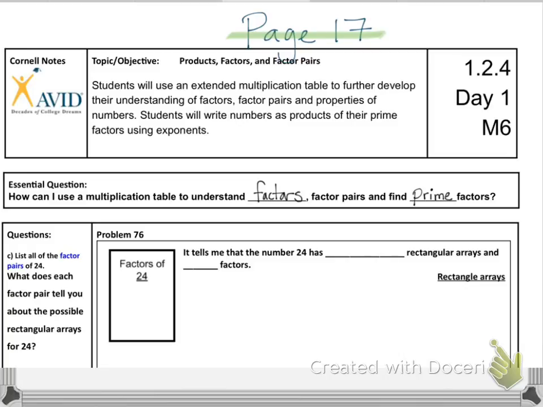Our essential question today is, how can I use a multiplication table to understand factors, factor pairs, and find prime factors? Fill out the essential question. Today, we are going to continue our discussion from yesterday.